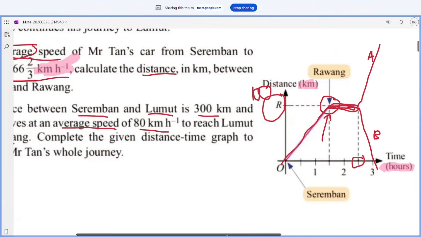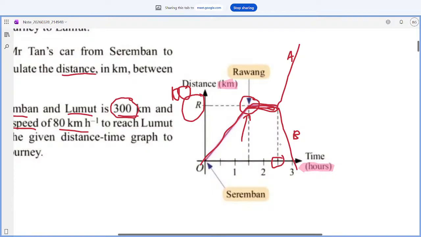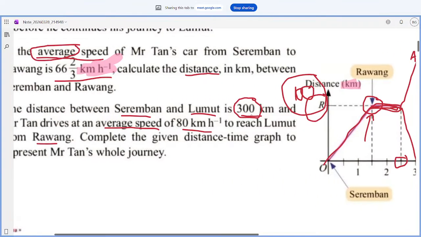Any idea? The reason is, guys, because of this. Can you see, guys? 300 km. Nampak yang ni tak? 300 km. Kalau saya lukis ke bawah, boleh tak saya capai 300 km? Cuba fikir. Guys, R is 100. So kalau kamu pergi atas bawah 200 saja. Am I right? If you guys just draw the graph up and down, total is 200 km, Seremban to Lumut. But soalan kata kena 300 km.